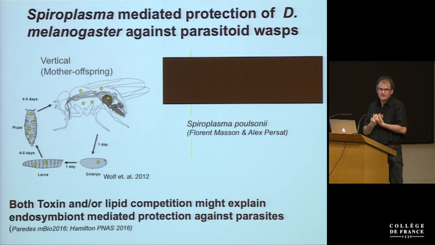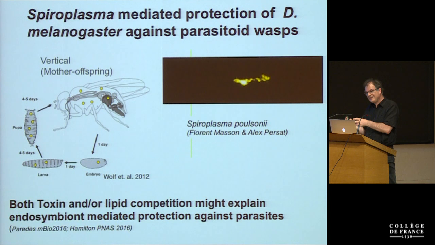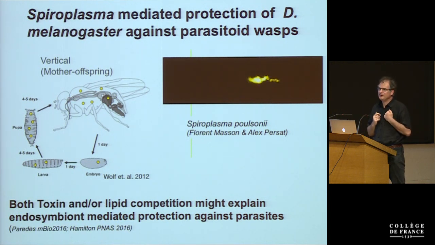We have proposed that this is competition for lipid. Spiroplasma will take the lipid that the wasp needs. But another group, and I think I'm starting to believe more in their study, has suggested that Spiroplasma produces a toxin that will directly target the parasitoid wasp. Here again, by acquiring an external bacteria, the insect can fight better against the pathogens.